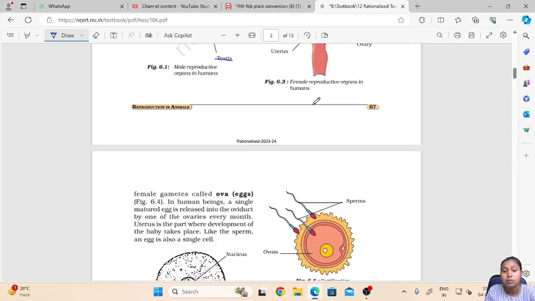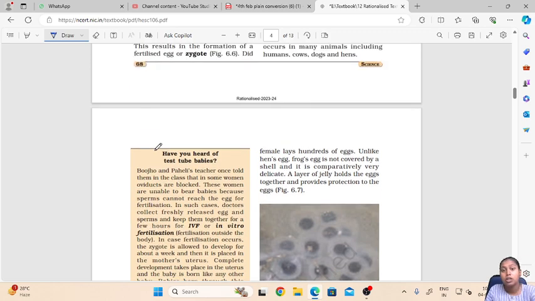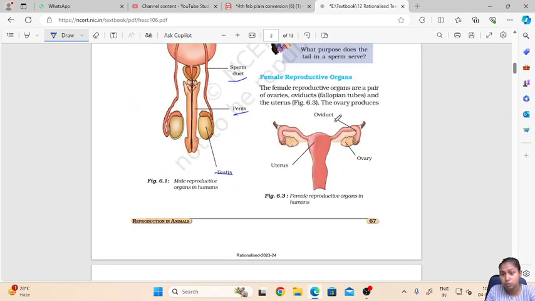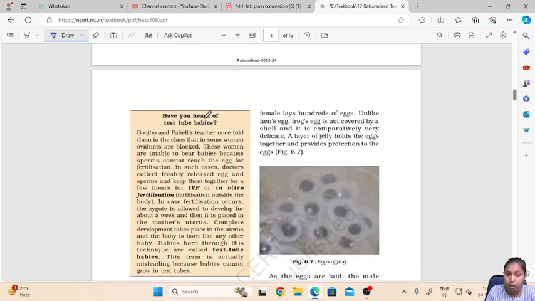In these cases, doctors collect freshly released egg and sperm and keep them together for a few hours for IVF, or in vitro fertilization, outside the body. So where the oviduct is blocked and sperms can't meet the egg for fertilization, doctors take the freshly released egg and the sperms and keep them together for a few hours outside in a container.